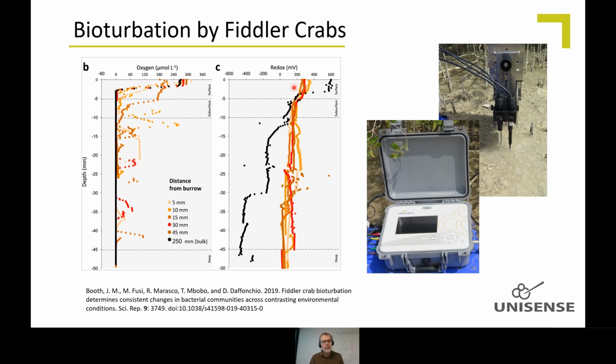So what they argue is that oxygen is leaking out from the fiddler crab burrows and affecting the sediment. And they can really see that also on the redox. The black redox profile here is far away from a burrow, and you see it goes very negative, whereas all the other ones remain positive all the way down to 50 millimeters depth. So these fiddler crabs clearly affect the redox conditions around their burrows and in the sediment in general.